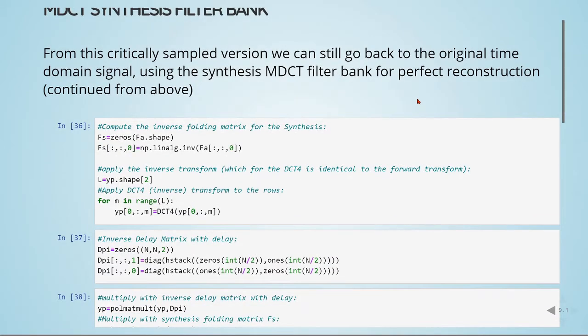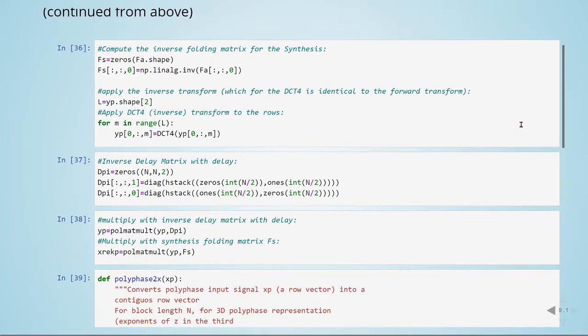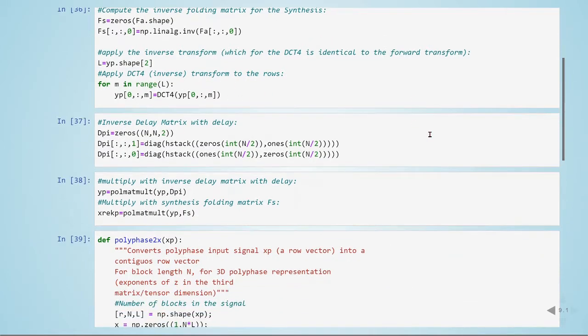So what we are doing now is computing the inverse folding matrix for the synthesis, Fs, which we have here. Then we are applying the inverse transform, for which the DCT4 is identical to the forward transform. We are applying the DCT4 inverse transform to the rows. We have that here. Then we are calculating the inverse delay matrix with delay, which is here.